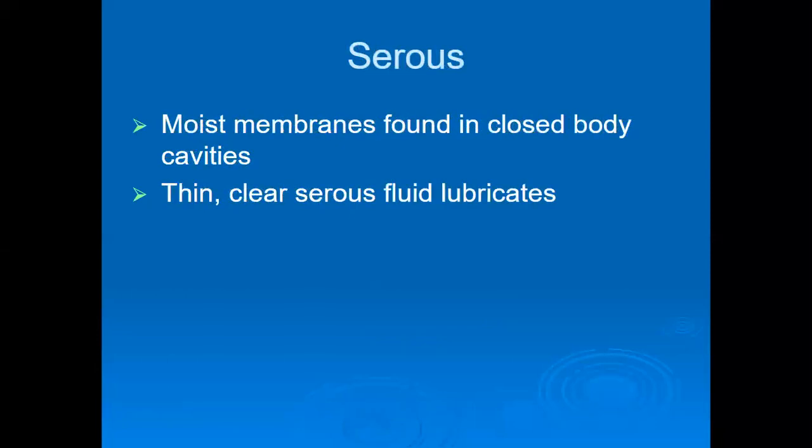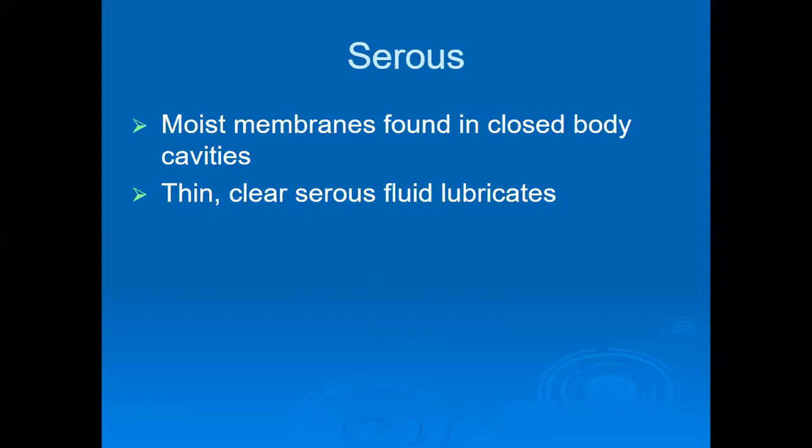And then the third type of epithelial membrane, this is also a wet membrane or moist membrane. This one is different from mucus because in this case, the cavity does not open to the outer environment. So it's in a closed body cavity. And this one doesn't produce a thick mucus like mucous membranes do. Instead, it produces a very thin, clear fluid that lubricates and reduces friction.